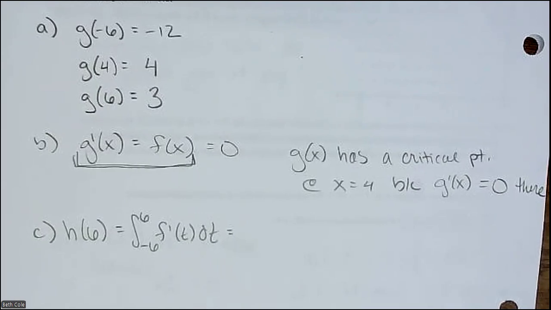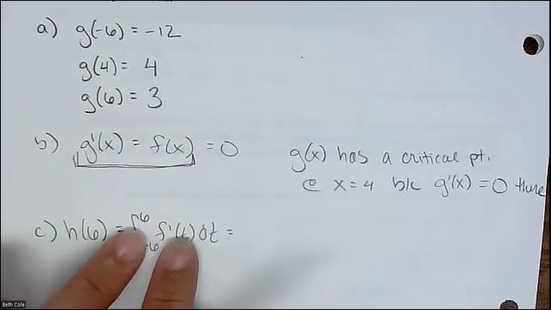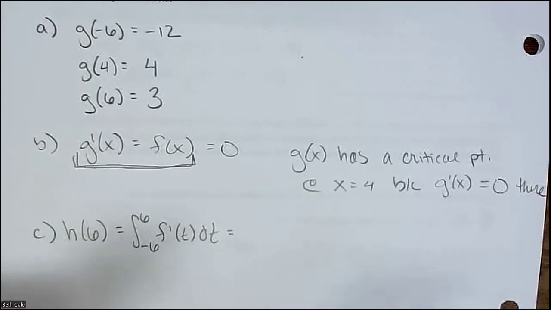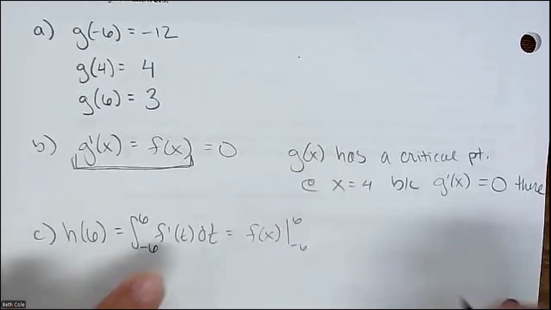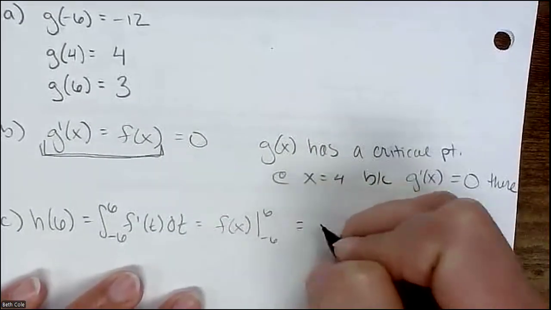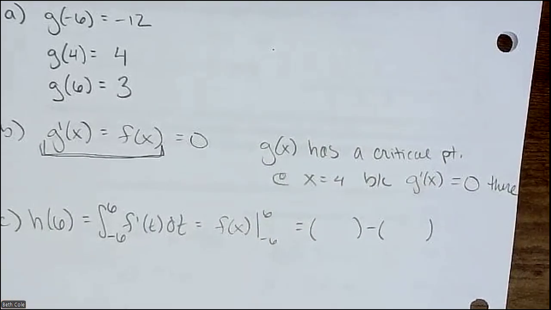So I plugged in 6. Now you have an integral of a derivative. What happens to those? Instead of f prime, it is just f. So it is f of x from negative 6 to 6, and we're going to do upper minus lower. This is the fundamental theorem of calculus.